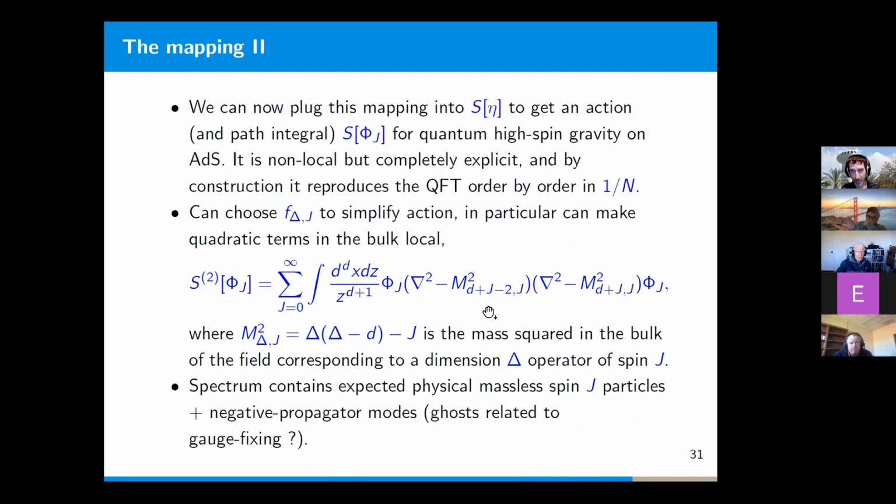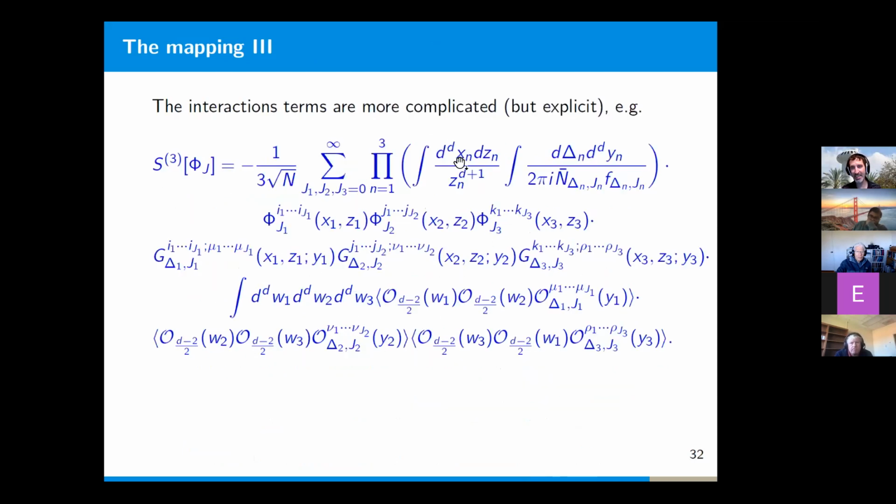Okay, so this is the quadratic term that we find for this mapping, and then the other interaction terms, they're explicit, but they're very complicated. For instance, this is the explicit form of the interaction between three fields. So you can see we have these three spin J fields in AdS space. Their positions are integrated over, and then we have also various additional auxiliary integrals. All these functions are completely explicitly known, but they're just complicated. So we have this complicated non-local interaction between these three fields at different points, and it is suppressed by 1 over square root N, as we would expect.